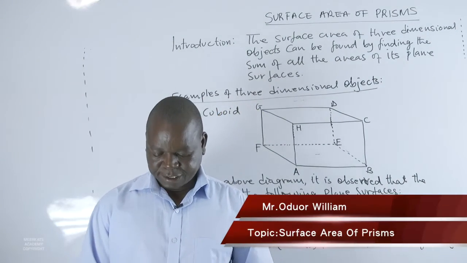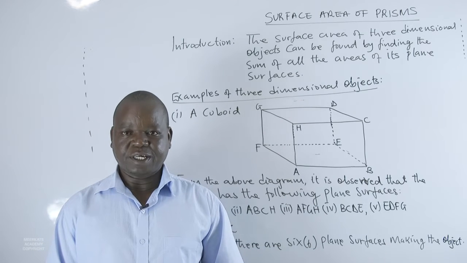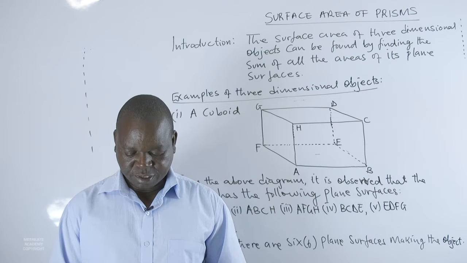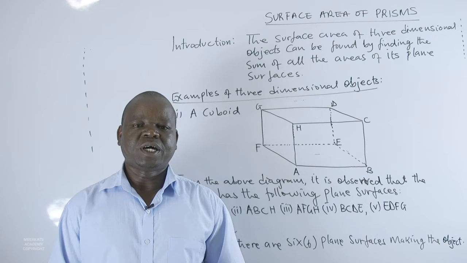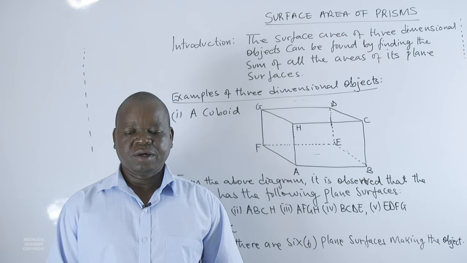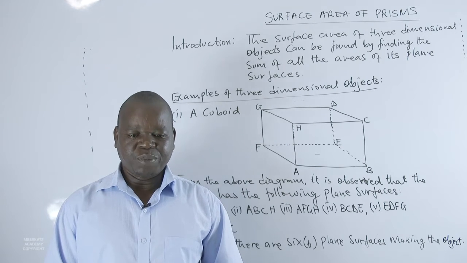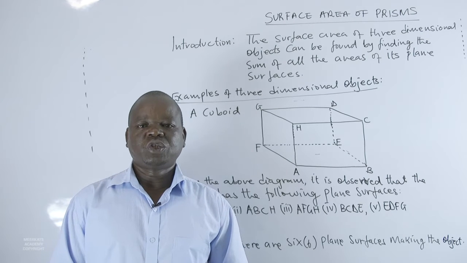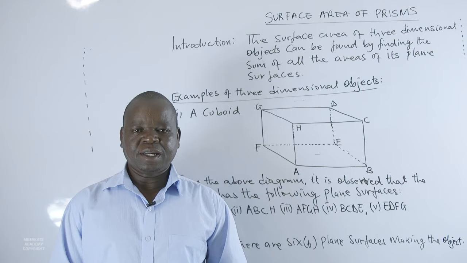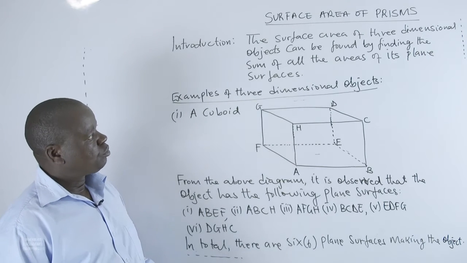Good morning, class. Today we want to look at surface area of prisms. This is after our previous topic, where we derived the relationship for calculating the area of sectors and the area of plane surfaces. So we want to use that particular application in finding the surface area of what we call prisms. So what is a prism?